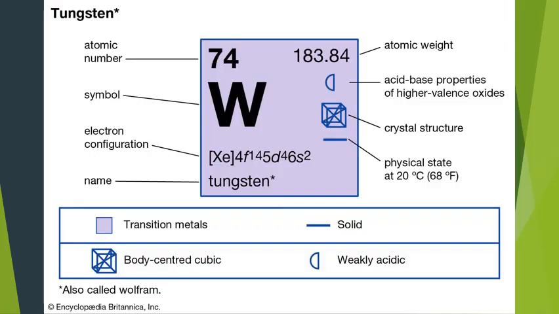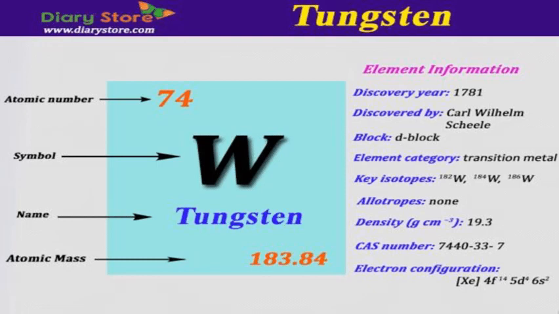Last one is tungsten, which is used in the filaments of bulbs, bulb wire filaments, because of its high melting point. Atomic number 74, atomic weight 183.84, which is a transition metal, solid in state and body-centered cubic structure, which is weakly acidic in nature. So these are the characteristics of tungsten. Due to its high melting point, it is used as filament wire in bulbs.